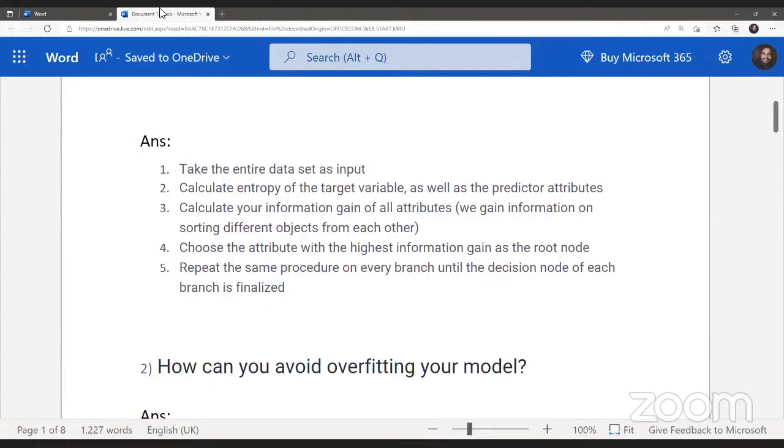So as we jump into the next question: how can you avoid overfitting your model? If anyone knows the answer, try to ping me in the chat box and we'll discuss the answer within a minute.